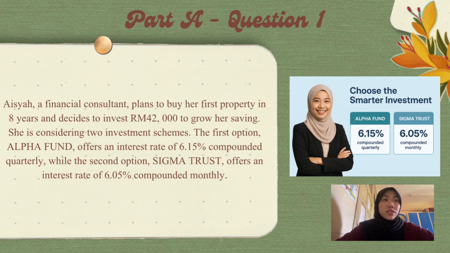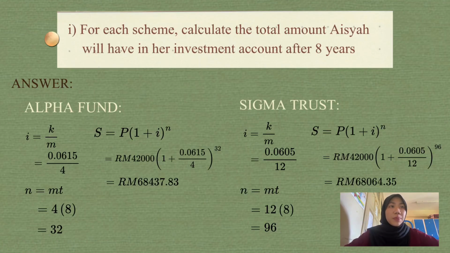Part A, Question 1. Aisha, a financial consultant, plans to buy her first property in 8 years and decides to invest 42,000 ringgit to grow her saving. She is considering two investment schemes. The first option, Alpha Fund, offers an interest rate of 6.15% compounded quarterly, while the second option, Sigma Trust, offers an interest rate of 6.05% compounded monthly. Question 1. For each scheme, calculate the total amount Aisha will have in her investment account after 8 years.